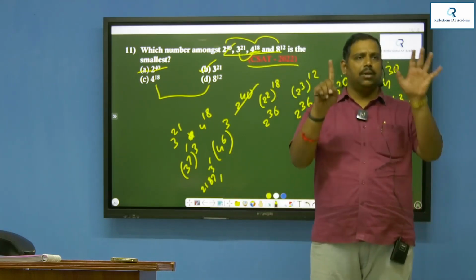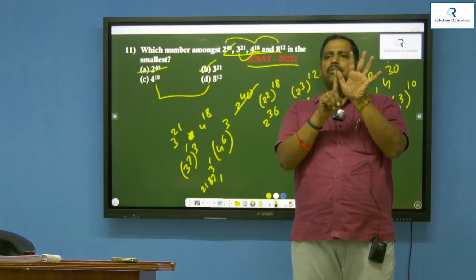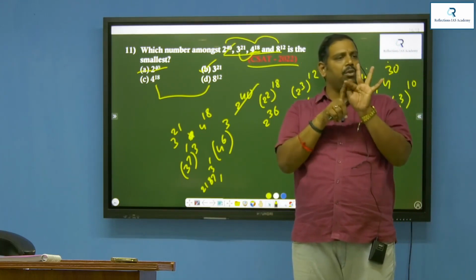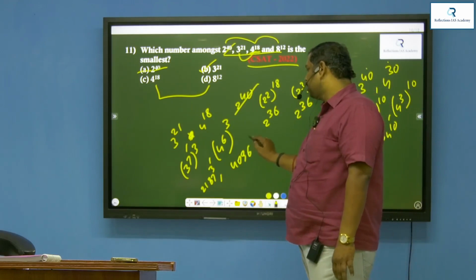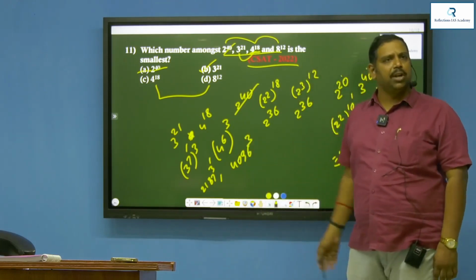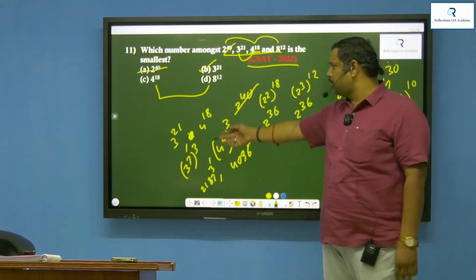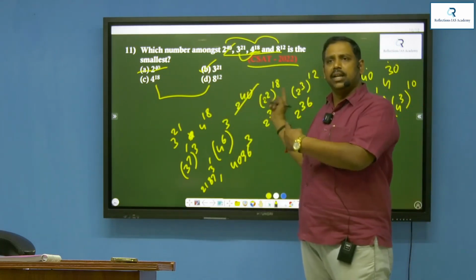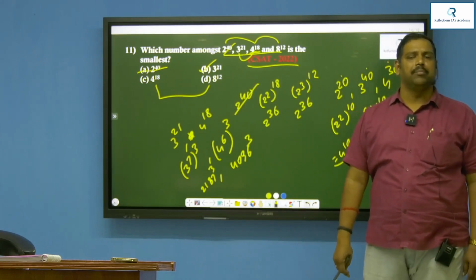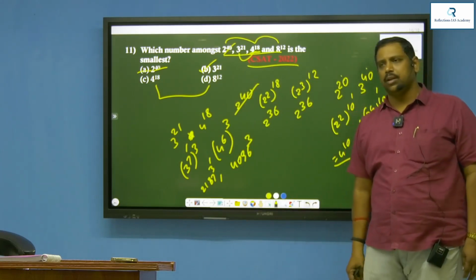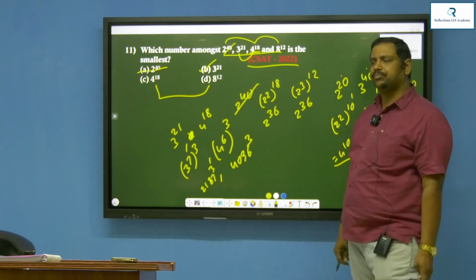4 power 6: 4 into 4 into 4 is 64. 64 square is 4096. Now you can decide which is smallest. This is smallest, so 3 power 21 is smallest. This is mathematically, but by using these three, I can decide the answer is 3 power 21 logically. Got my point? Can I go to the next one?